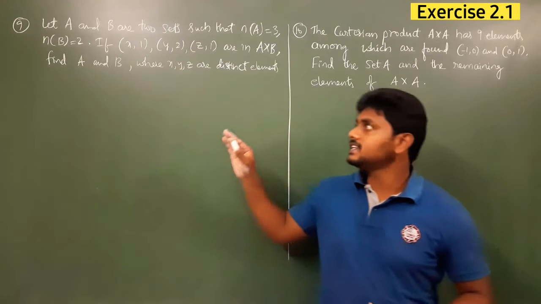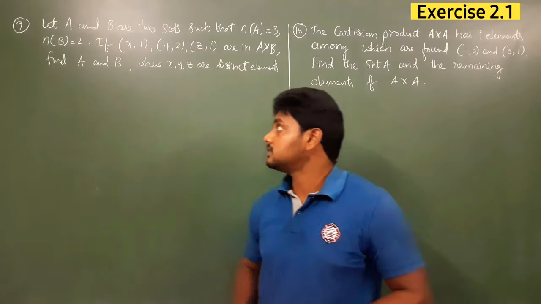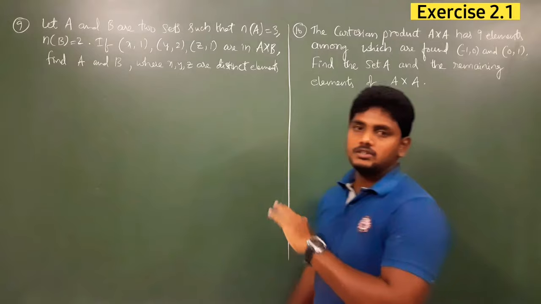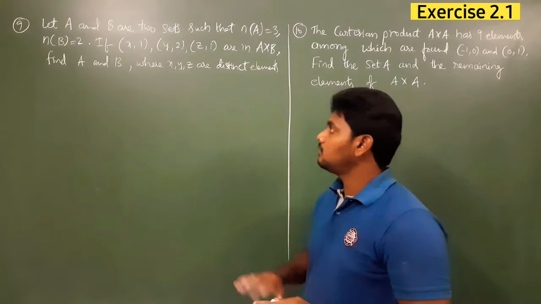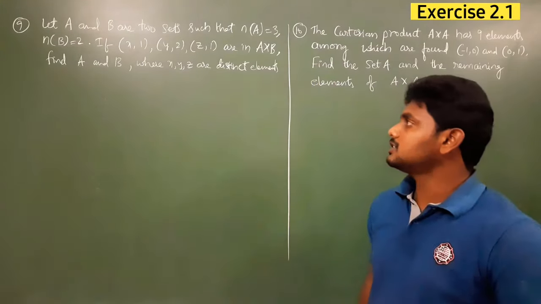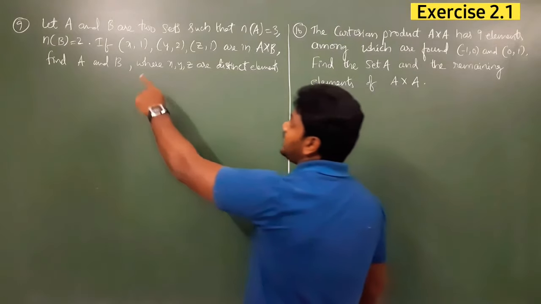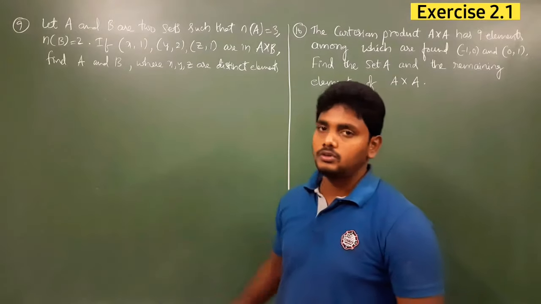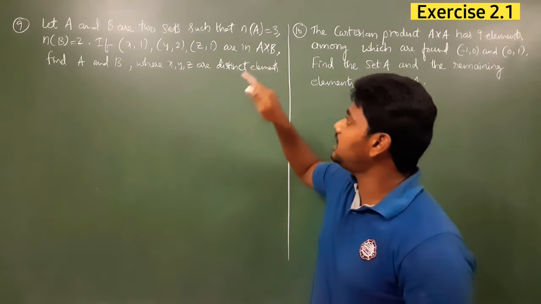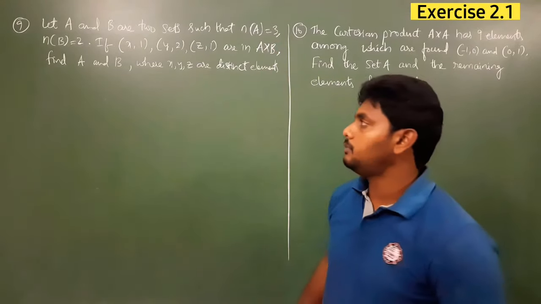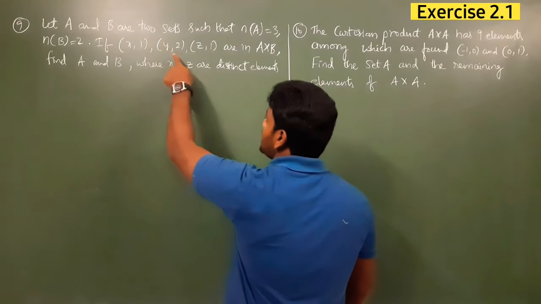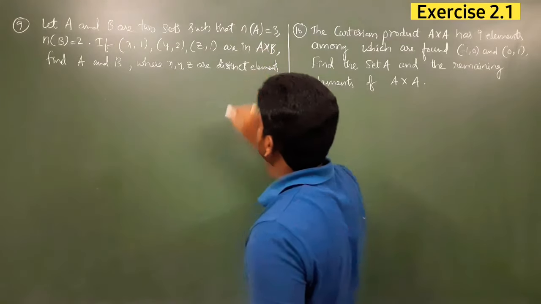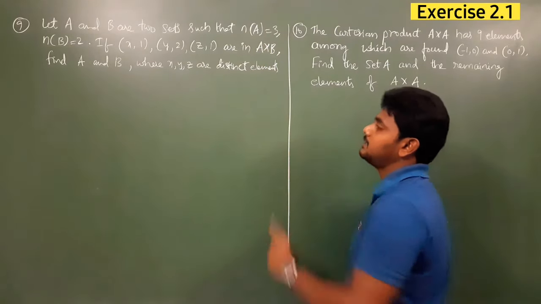Now let us do the last problems of this exercise 2.1. Those are question number 9 and 10. So these two are based on the concept wise. No much calculations will be there, just like a concept wise you need to identify. Let A and B be two sets such that n of A equal to 3, n of B equal to 2. That means in set A we have 3 elements, set B we have 2 elements. If (x, 1), (y, 2), (z, 1) are in A cross B, what is A cross B? Cartesian product of set A and set B.